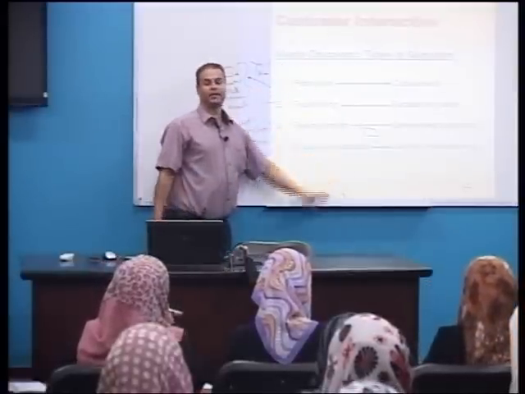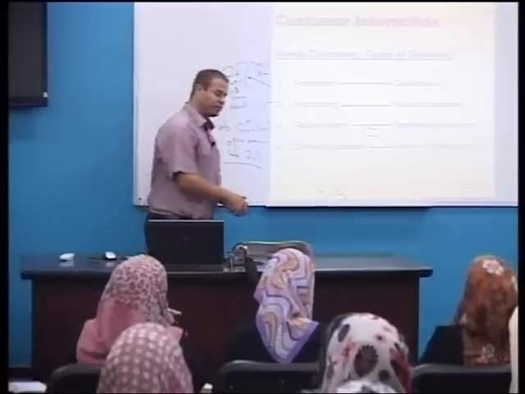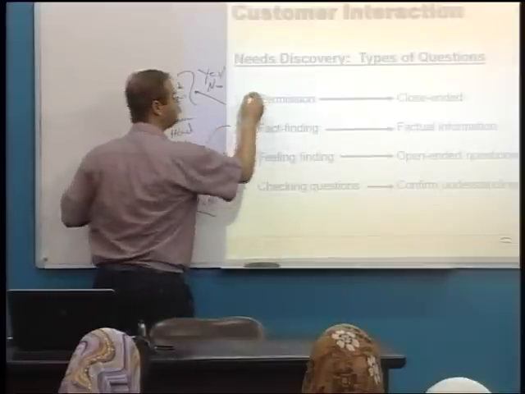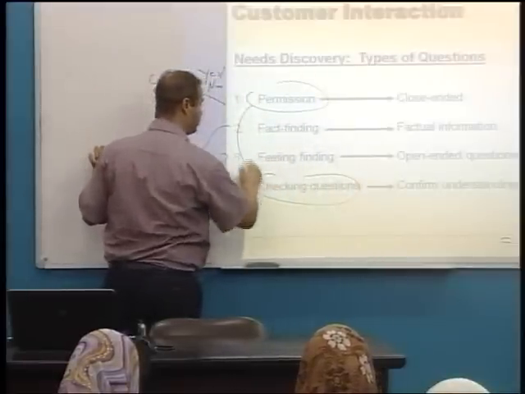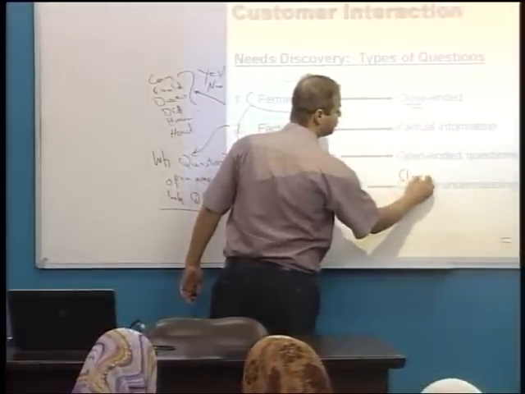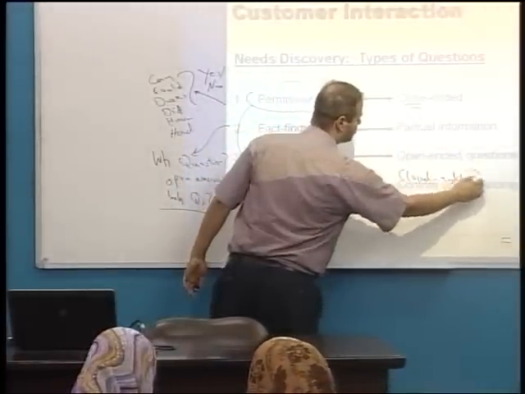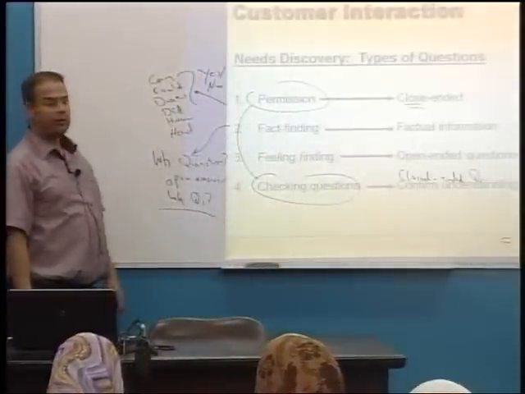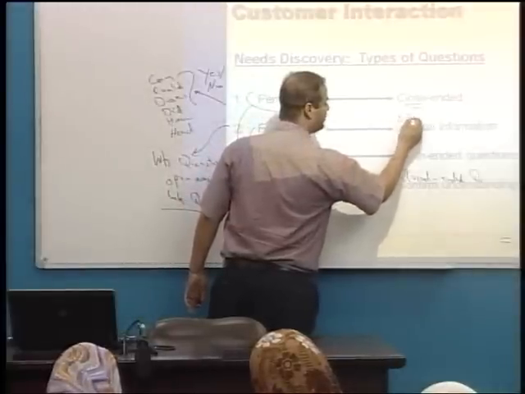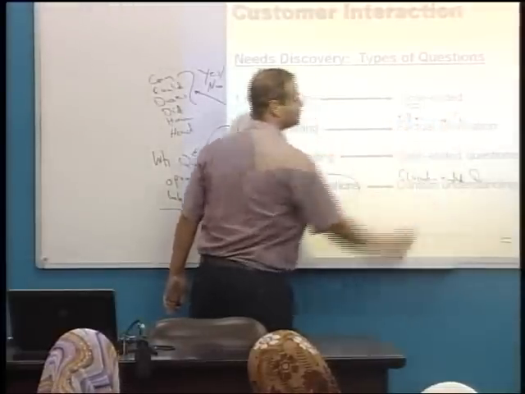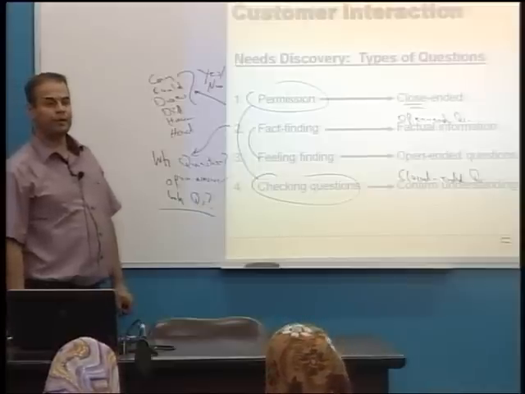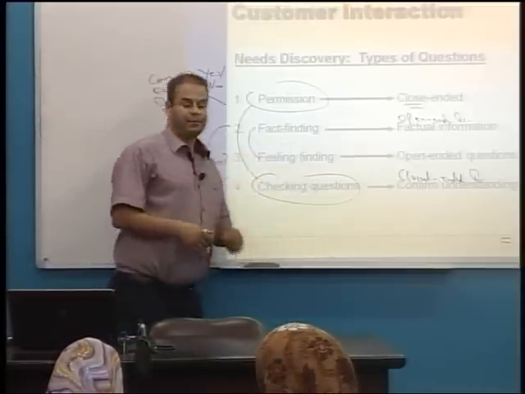So this is a summary of what we talked about so far. Through this summary, we can conclude the following. In permission and in a checking question, both of them are using what? Closed-ended questions. When we are referring to fact finding and feeling finding, both of them are using open-ended. Open-ended. Any questions or comments about this? Let's sum up.